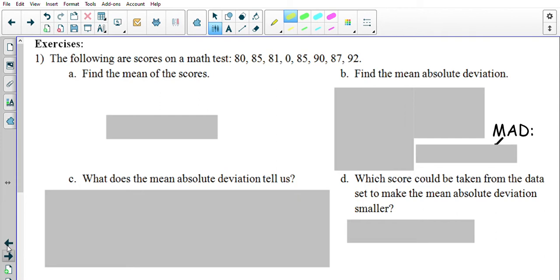So number one, it says the following are scores on a math test: 80, 85, 81, 0, 85, 90, 87, and 92. And we can assume that 0 probably represents someone who maybe hasn't taken the test at this point, but we're going to include it when we go to find our mean absolute deviation. So part A, we're going to find the mean of the scores. Pause the video, take a moment, and find the mean of these scores.